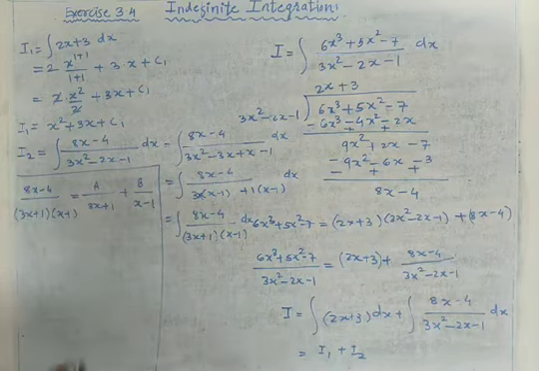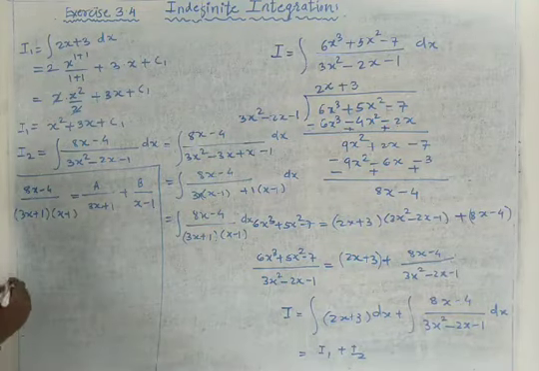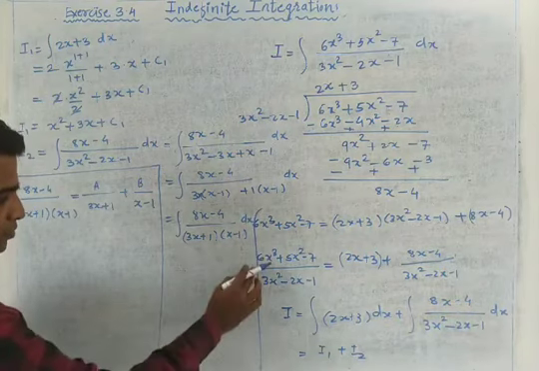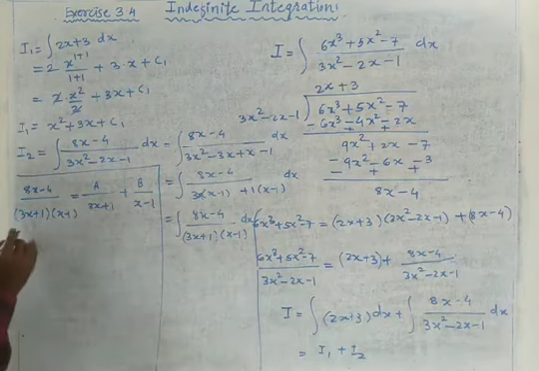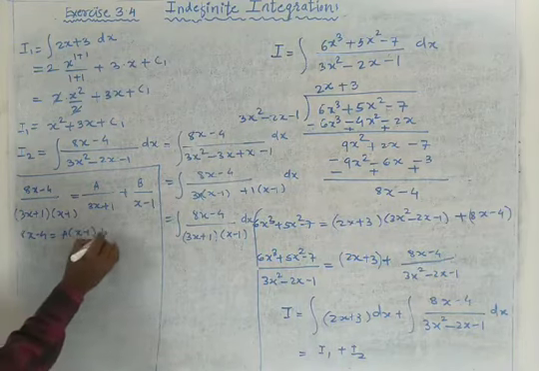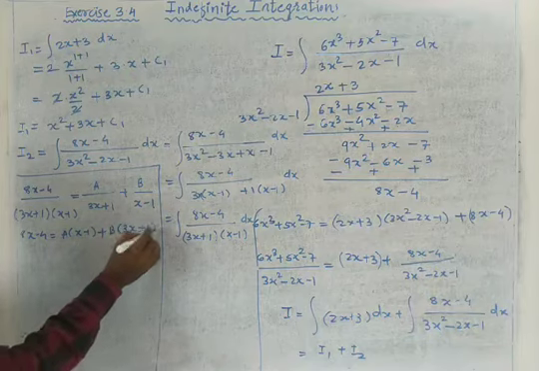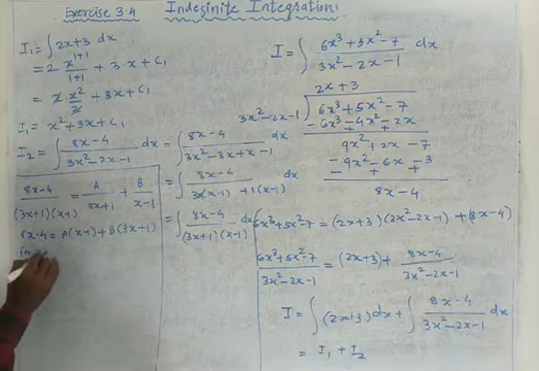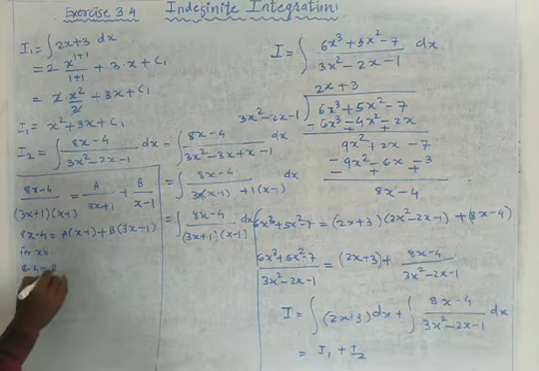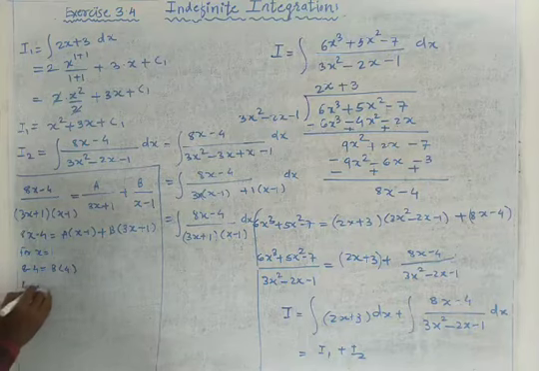Get it? Now finding values of a and b. For finding values of a and b, we are going to use simplification of this equation. So 8x minus 4 is equal to a into x minus 1 plus b into 3x plus 1. Now for x is equal to 1, the part of a is going to vanish. So 8 into 1, 8 minus 4 is equal to the value of b, 3 into 1, 3, 3 plus 1, 4. So 4 is equal to 4b. Therefore b is equal to 1.